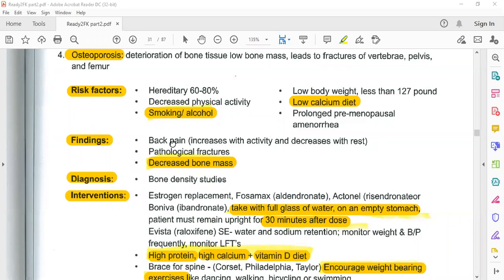What are the findings or signs and symptoms of osteoporosis? The patient develops back pain, which increases with activity and decreases with rest. That is the nature of the pain due to osteoporosis. Pathological fracture and decreased bone mass. Fracture is most common in those who have osteoporosis. If they fall, bones are broken. Fractures occur in the vertebra, pelvis, or femur. Sometimes there is deformity of the vertebra, which we call kyphosis, and also reduced height because of erosion of the bones. And back pain is the most common and early sign.